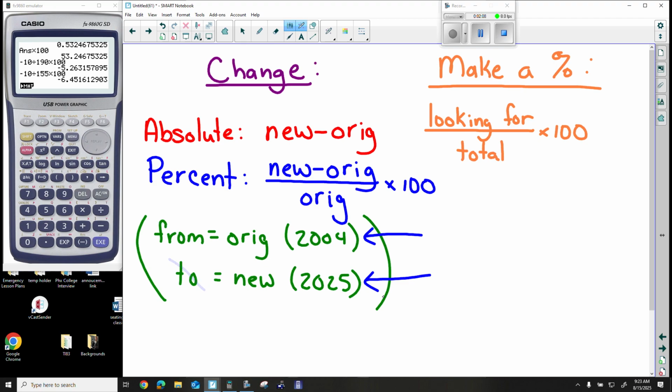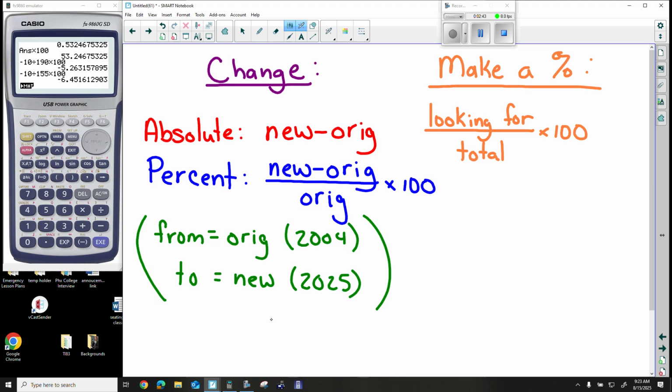For instance, gas in 2004 was $1.38. Gas in 2025 is $3.19. All right, where they didn't use the word from and to, but it's very obvious, hopefully, that the 2004 date would be the original value and the 2025 is the new value, for example.